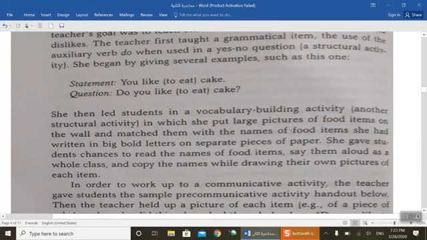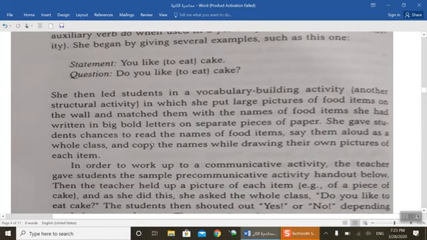In which she put large pictures of food items on the wall and marked them with the names of food items she had written in big bold letters on separate pieces of paper. She gave students chances to read the names of food items, say them aloud as a whole class, and copy the names while drawing their own pictures of each item.